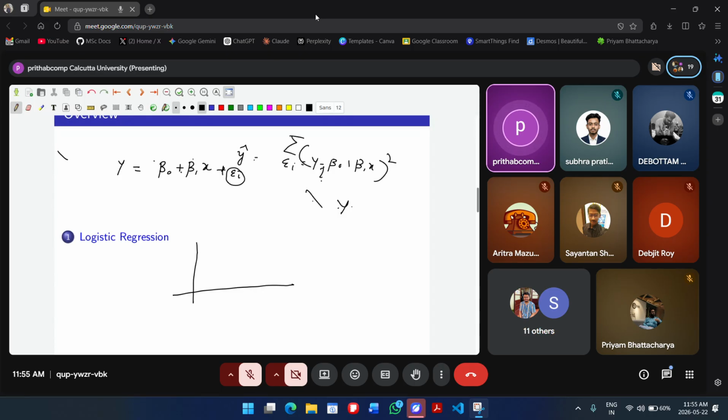By minimizing this function, we obtained the values of beta 0 cap and beta 1 cap, and then we put them in this equation and found y cap. That way, given an x, we predicted the value of y. So now, why do we need logistic regression? Can we use the same simple linear regression for our classification task?